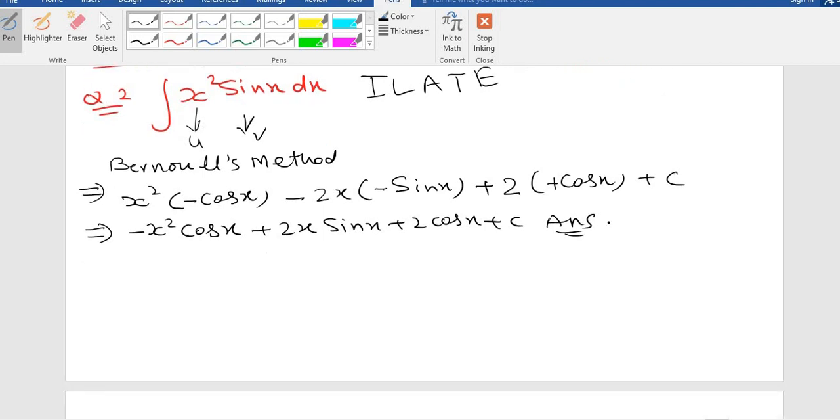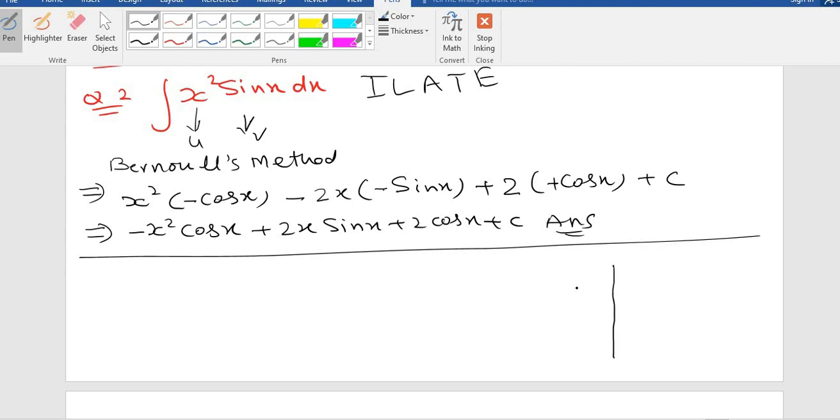Just make a table. Here I, inverse, means nothing. L, logarithmic, nothing. A means algebraic terms, and yes, the algebraic term is here. So for the Euler method, just make a table. x square is the algebraic term, and sin x is given. Now differentiate: first time 2x, second time 2, third time 0. After that no need.